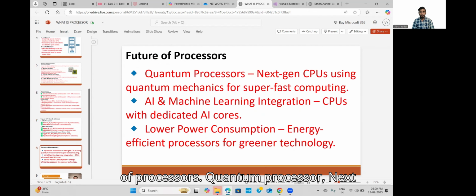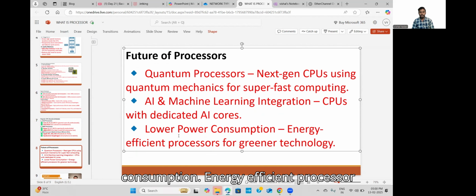And the future of processors. Quantum processors: next generation CPUs using quantum mechanics for super fast computing. AI and machine learning integration: CPUs with dedicated AI cores. Lower power consumption: energy efficient processors for greener technology.